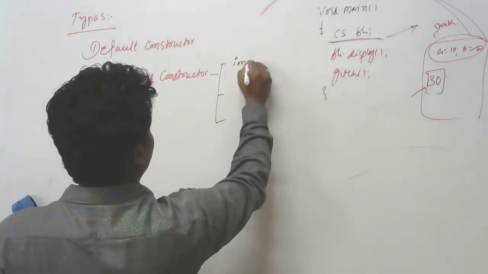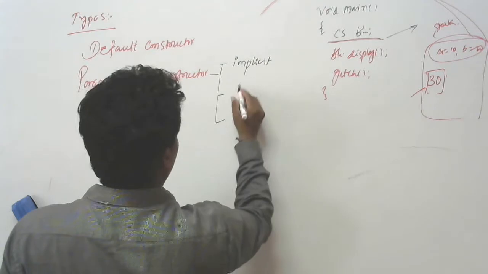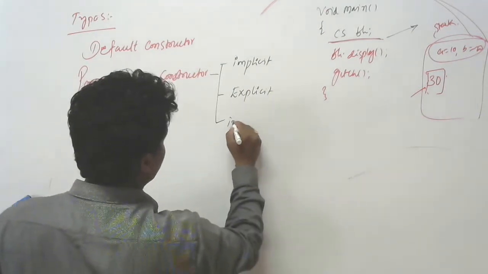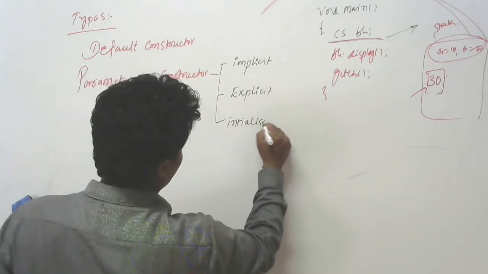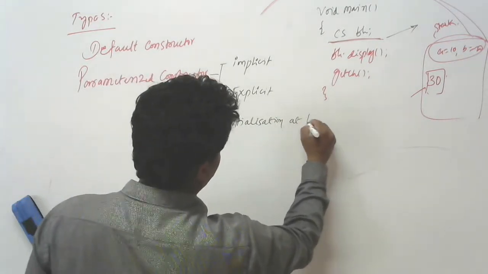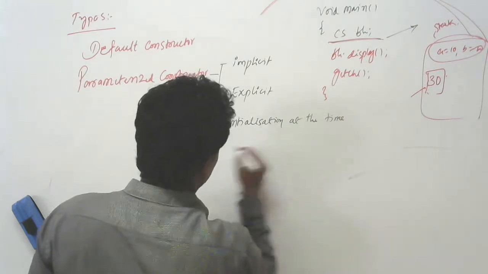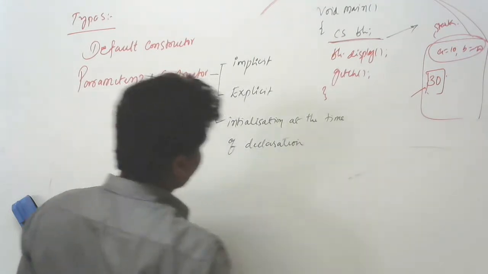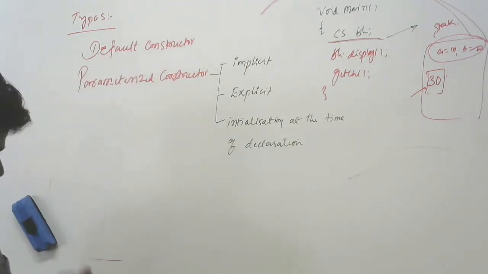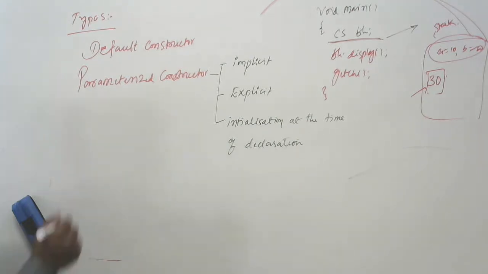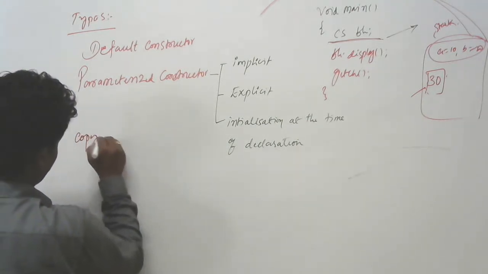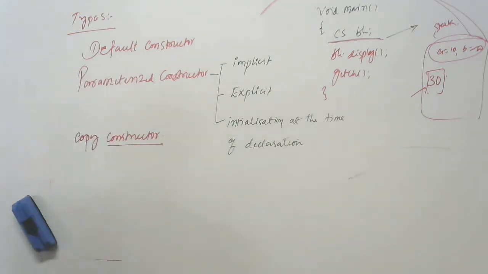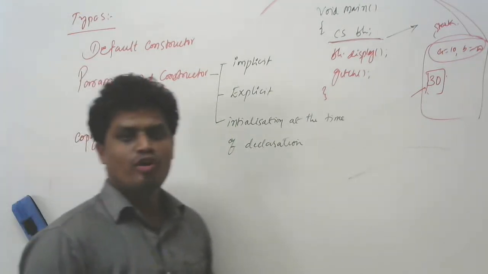One is with the implicit method. Another one is explicit method. Third one is initialization at the time of declaration. And the third type of constructor is copy constructor. These are the three different types of constructor.